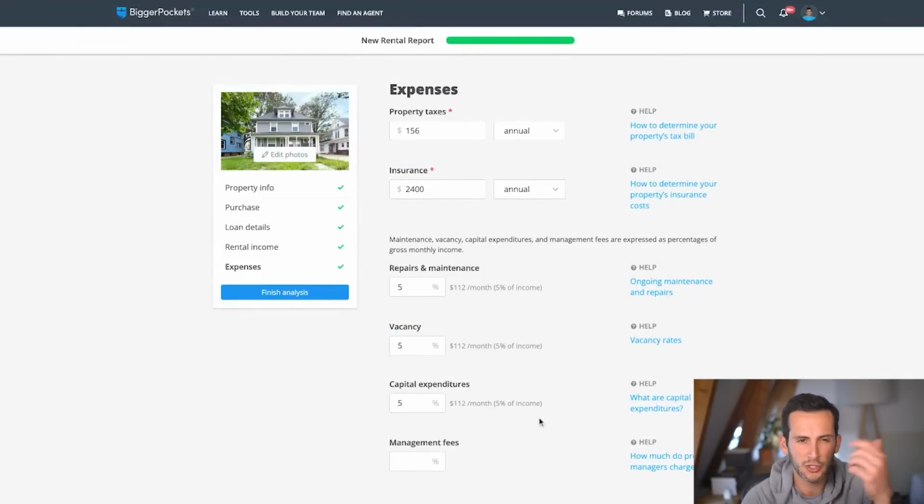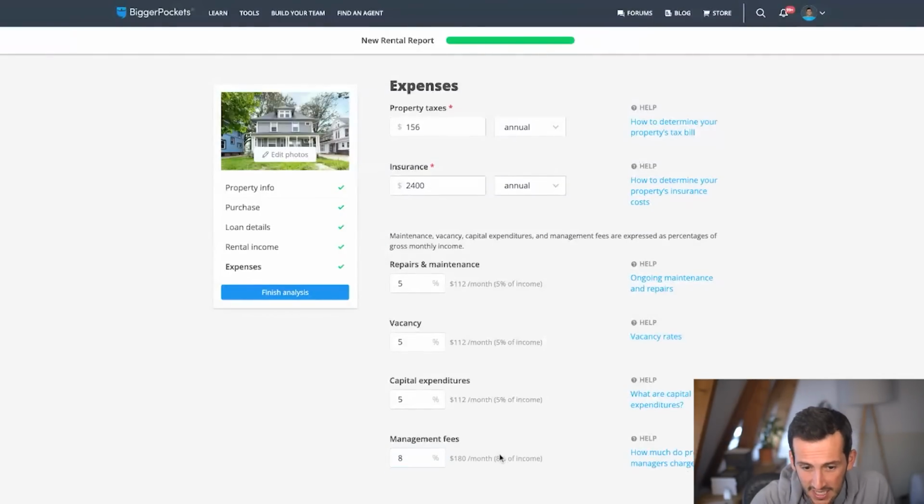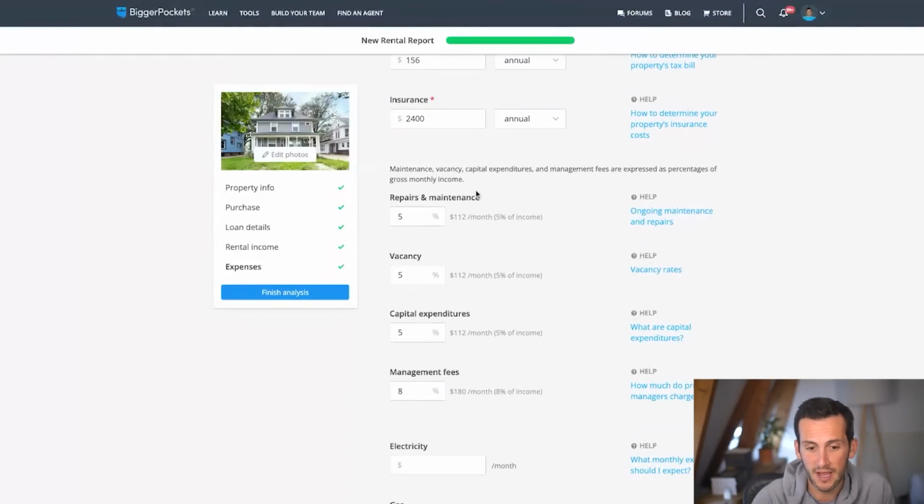Capital expenditures are just like repairs and maintenance, but it's more long-term stuff like a new roof or improving the quality of the property rather than just keeping things up to date, which is more what repairs and maintenance are. I don't live in Des Moines. Don't plan on moving there anytime soon. So I am going to hire a management company at 8%. And that's what I got for most of my expenses.